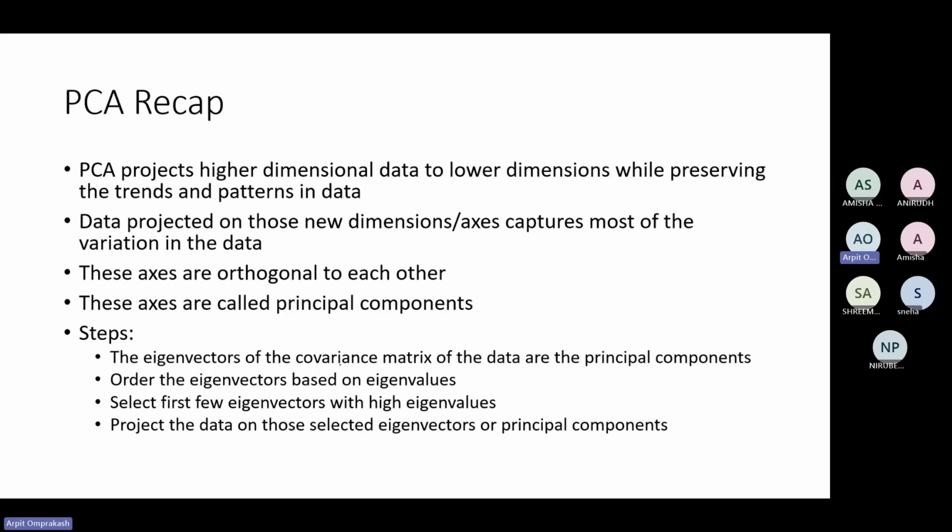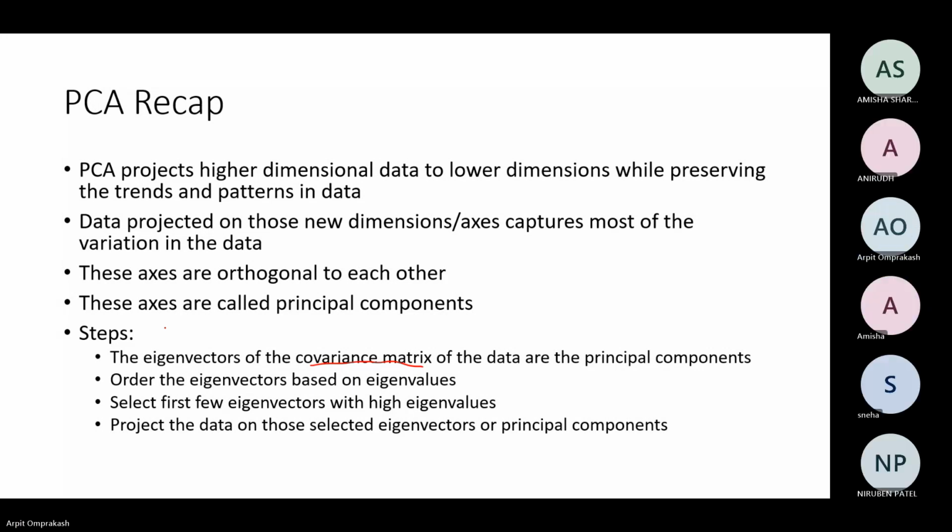Now, to project your data using PCA, you need to get the covariance matrix for your data. You need to get the eigenvectors of the covariance matrix, which are the principal components. Then you order the eigenvectors based on the eigenvalues. Select the first few eigenvectors, however many dimensions you want to reduce to, which have very high eigenvalues. And then project your data onto those selected eigenvectors or principal components. So this is it for PCA. Does anyone have any questions?